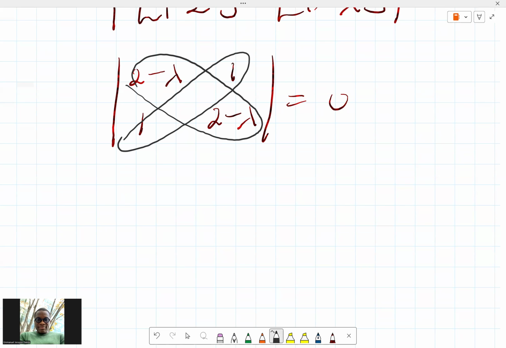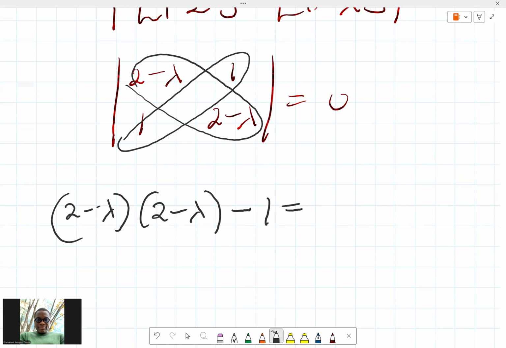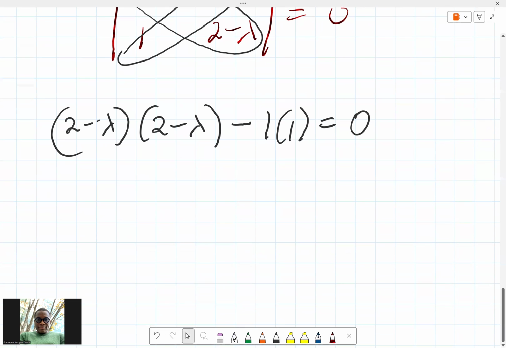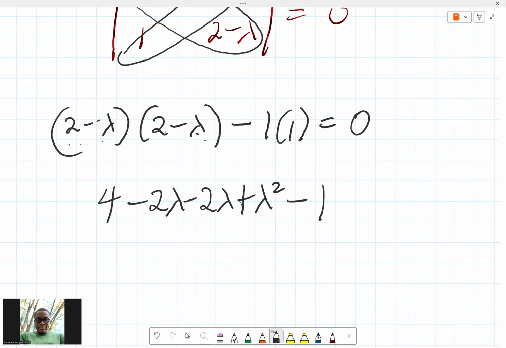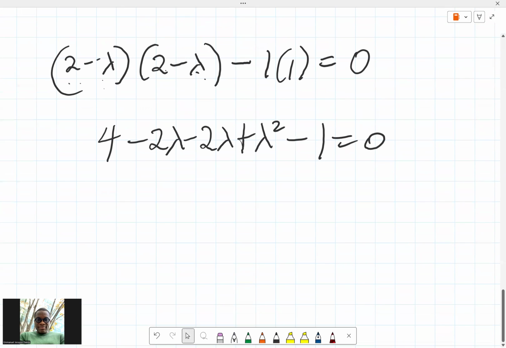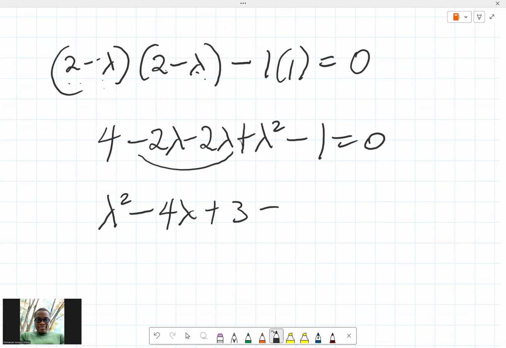So that means we're going to have 2 minus lambda times 2 minus lambda, minus 1 times 1, just to be perfectionistic, minus 1 equals 0. So we can multiply now. 2 times 2 is 4. 2 times minus lambda is minus 2 lambda. Minus lambda times 2 is minus 2 lambda again. Minus lambda times minus lambda is plus lambda squared. Minus 1 equals 0. So now we can tidy things up, and we have lambda squared minus 2 lambda minus 2 lambda, that's minus 4 lambda. 4 minus 1 is 3 equals 0.